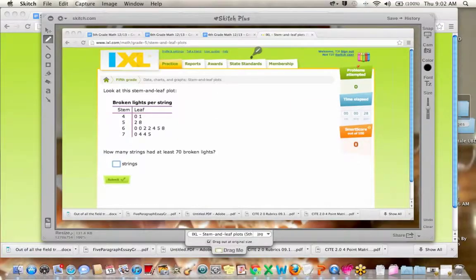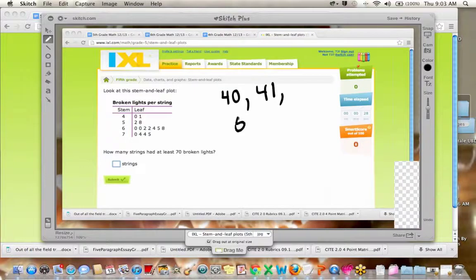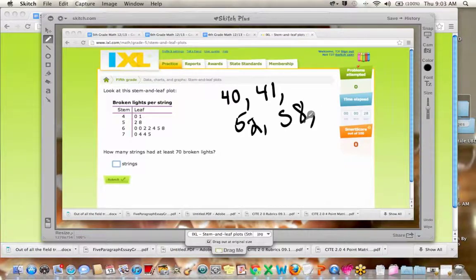Okay, here we go. So if I'm looking at broken lights per string, it looks like there was one set of lights that had 40. There was one string of lights that had 41. There was one string of lights that had 52 broken bulbs. One string of lights had 58 broken bulbs. This is quite a bit. I would think I would be taking these back.